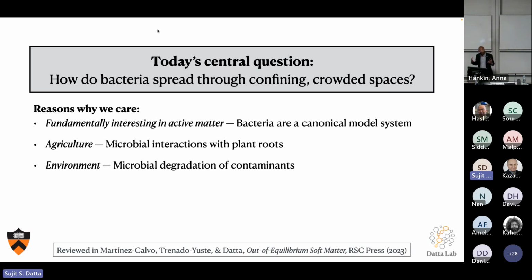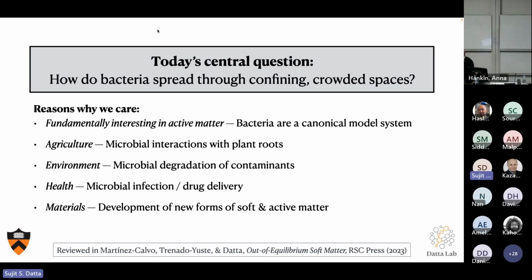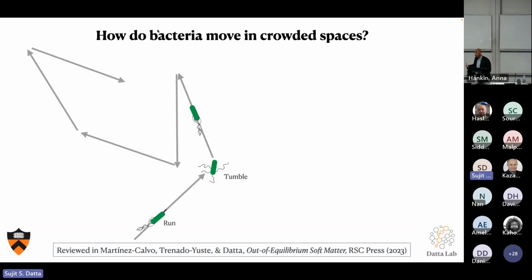To be able to design those processes effectively, we have to be able to say something quantitative about the dynamics of that process. We hope that these insights could shed light on how infections spread through the body, or alternatively, how to use beneficial microorganisms to deliver drugs to hard-to-reach spots of the body. And of course, we believe that the insights that we learned from studying bacteria could help inspire the development of new forms of synthetic active matter. So these are all the reasons why we're interested in this question.